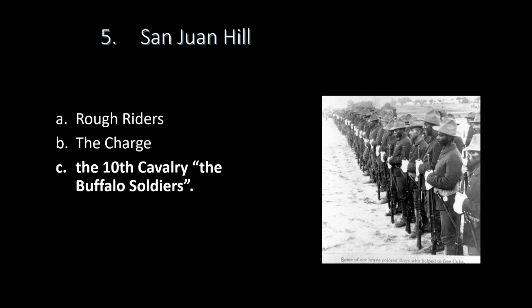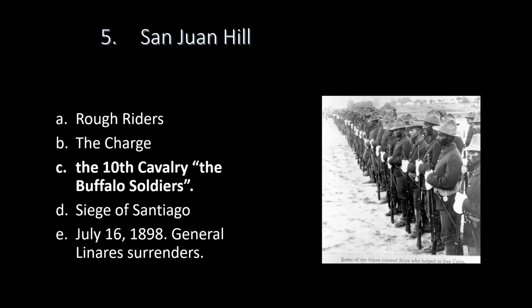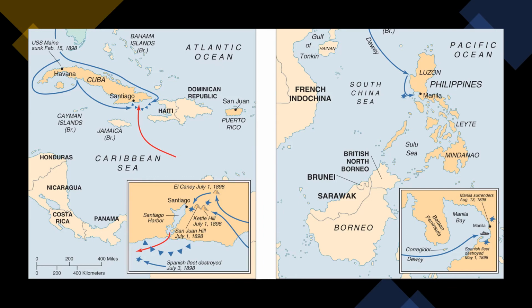The military victory in Cuba was swift, with naval power again providing decisive U.S. forces to seize Puerto Rico. On July 16th, General Linares would finally surrender, and on July 25th, Puerto Rico would be invaded. The United States gained quick victories in both theaters of the Spanish-American War.